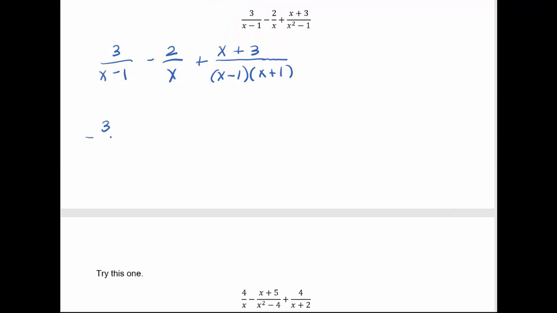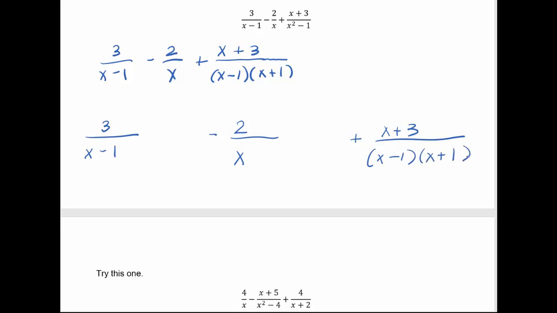So I've got 3 over x minus 1. I think you can get, if you look at all your denominators, you've got an x minus 1, an x, and an x plus 1. Those are the 3 main things here in this denominator. So we need to make it all match. So we need to multiply this by x and by x plus 1.